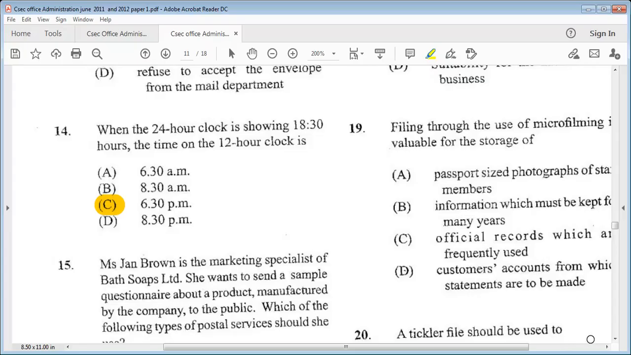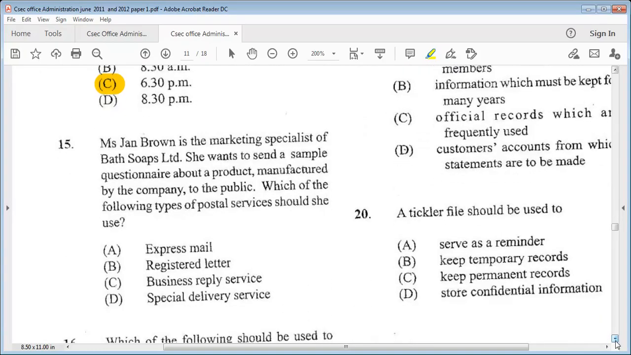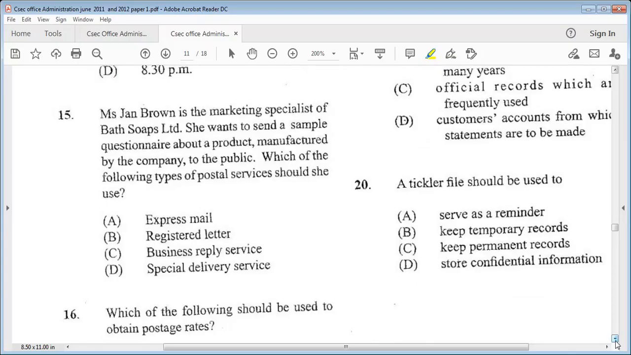Let's go on to question number 50. Miss Jan Brown is the marketing specialist of Bath Soaps Limited. She wants to send a sample questionnaire about a product manufactured by the company to the public. Which of the following types of postal services should she use? A, express mail, B, registered letter, C, business reply service, or D, special delivery service? Our answer would be C, business reply service.